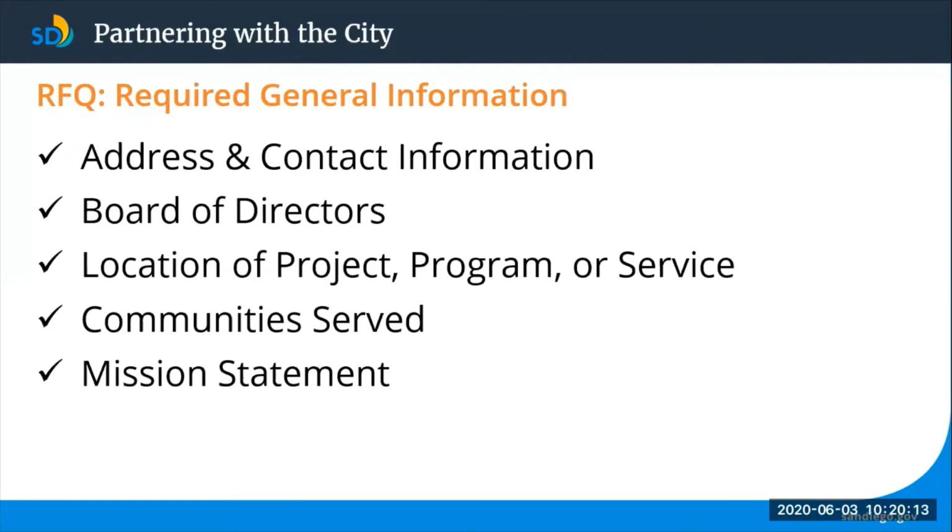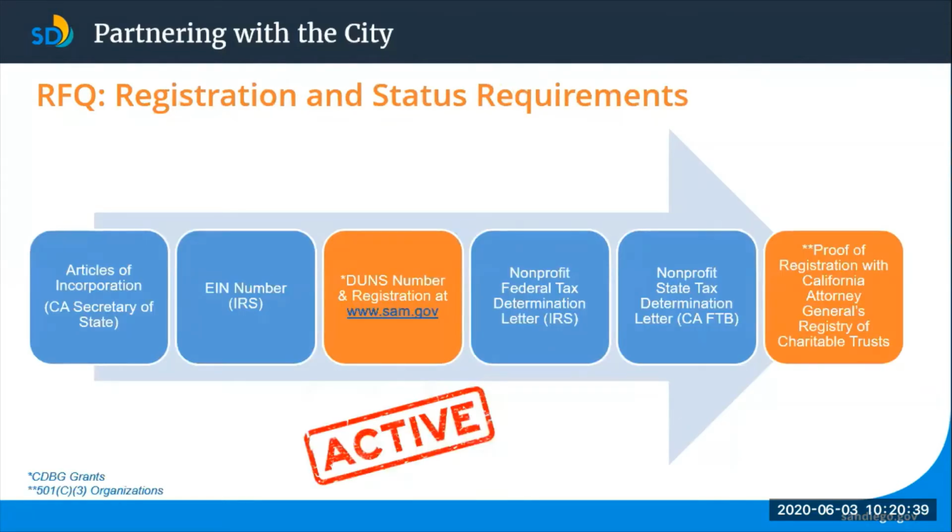Some of the documentation that's required is to provide your address and contact information, a list of your board of directors, location of the programs or projects that you offer now, the type of communities you serve and your experience, and your mission statement. Generally speaking, the RFQ, or request for qualifications process or application, is pretty straightforward. There are some registration and status requirement documentations that we will be looking for in this process as well.